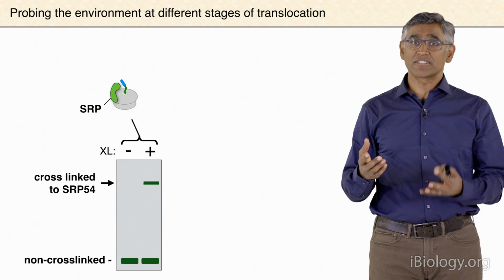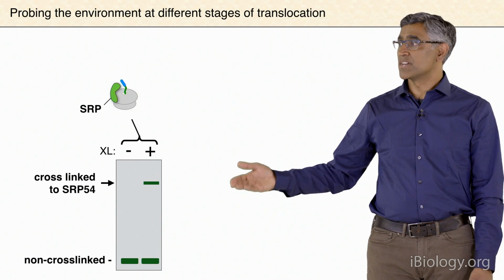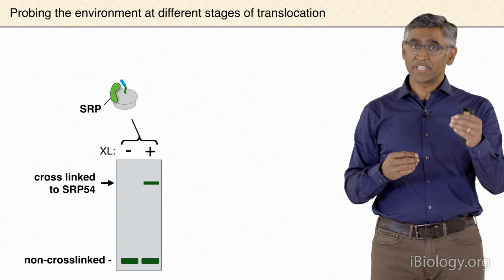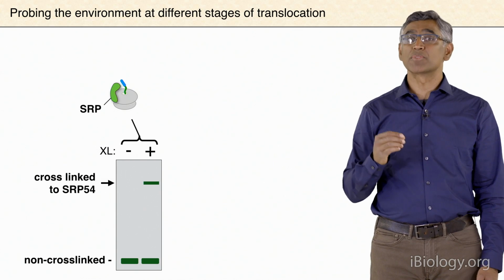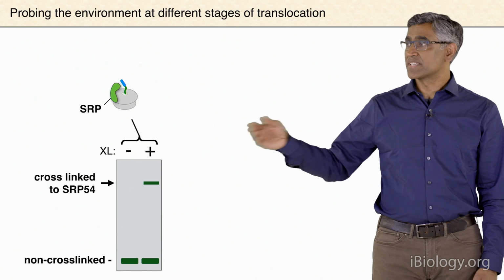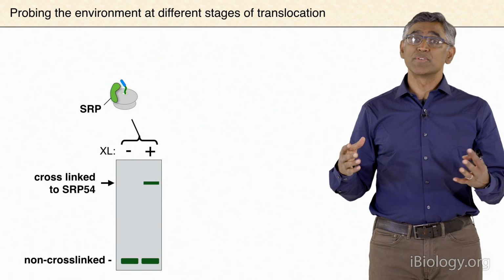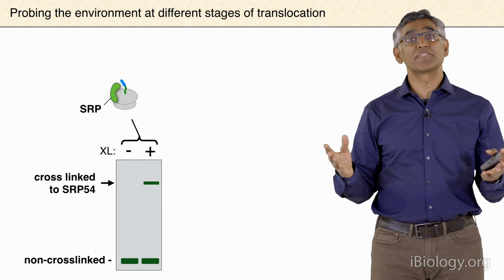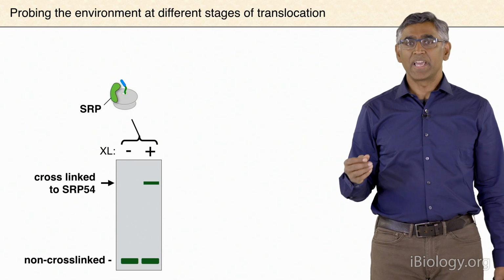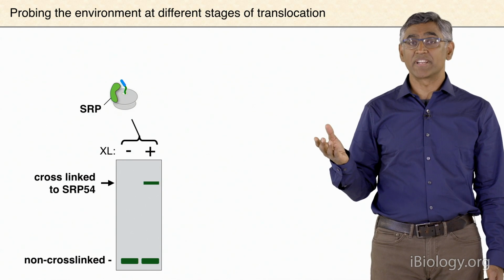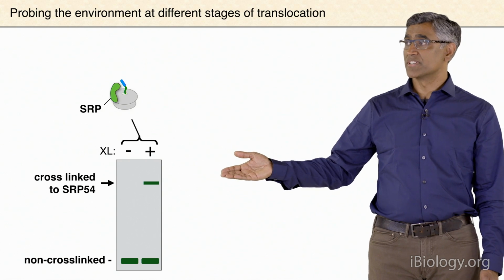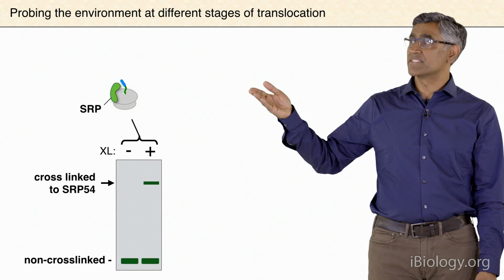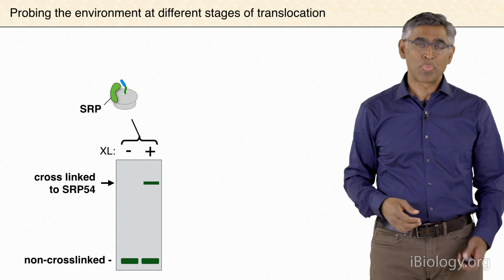But if you add cross-linker, at least some of it will shift in size, by the molecular weight of whatever it has become cross-linked to. In this case, it cross-links to a subunit of SRP called SRP54. It's called 54 because it's 54 kilodaltons in size. It's these kinds of experiments that provided evidence that this subunit, of all the different subunits of SRP, is the one that probably recognizes the signal peptide directly.